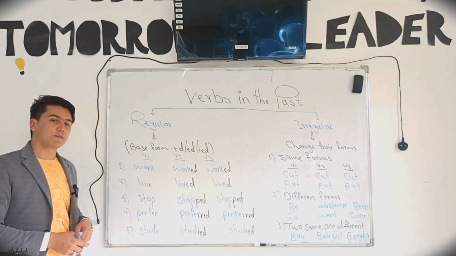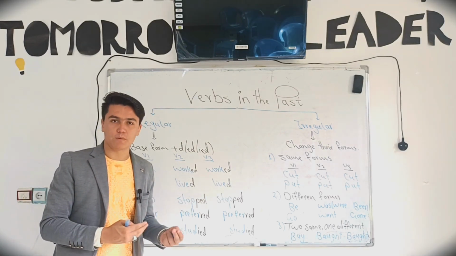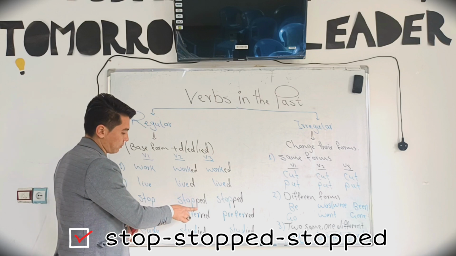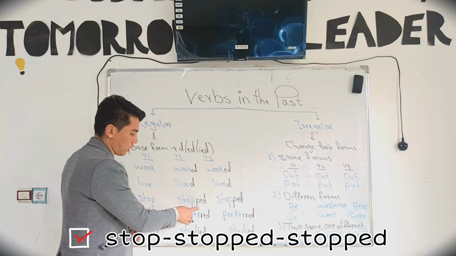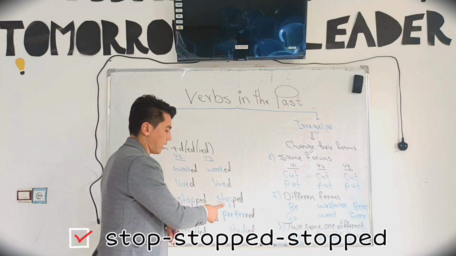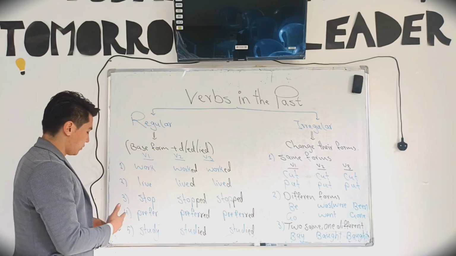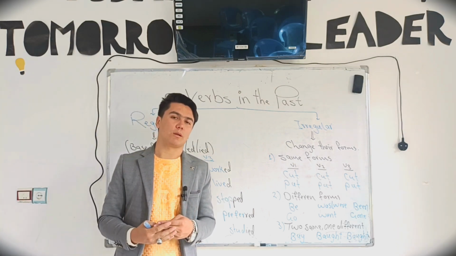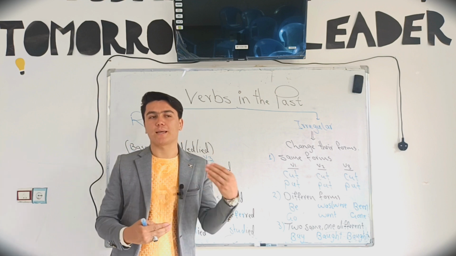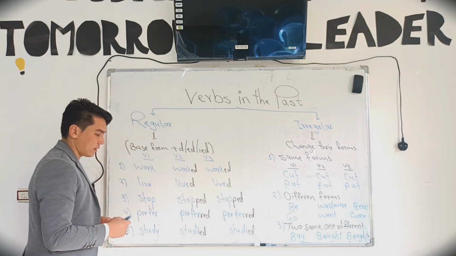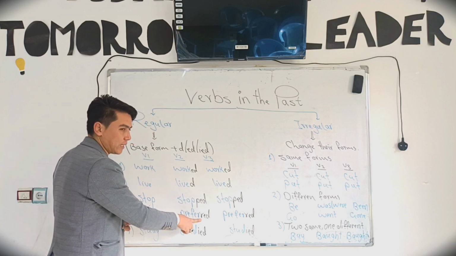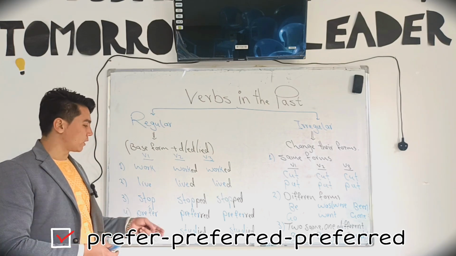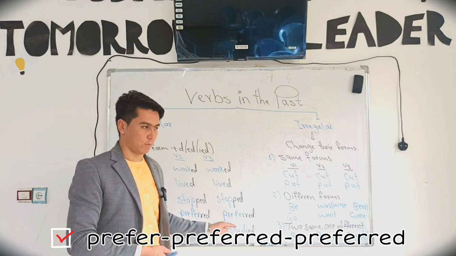The third rule: whenever you have a one-syllable verb that ends with a vowel and a consonant, you double the last consonant and form the verb like this. We have stop, it becomes stopped, with a double p and then ed at the end. And again, stopped, with a double p and then ed at the end. The fourth one is prefer. Whenever there are two-syllable verbs with stress on the second syllable of the verb, we double the last consonant, here the r, and then add ed. For example, prefer becomes preferred, and then we have preferred in the past participle form as well.